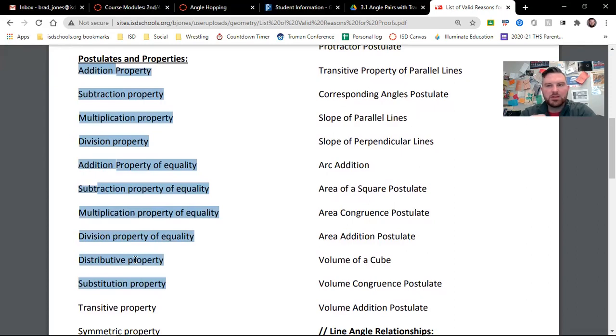Distributive property is when you distribute something and get rid or remove parentheses. Substitution property is when you plug one thing in for the other.